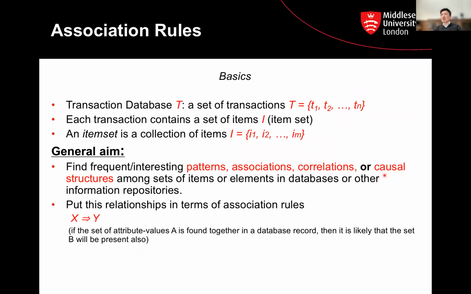And then the causal structure is a bit more difficult. That means the two items are not just correlated, but one thing causes the other, or another thing happens as a result of the first one. So that's a bit harder to do. But sometimes the causal structure also just appears as a correlation, because one thing always causes the other, and then these things appear to always happen together.